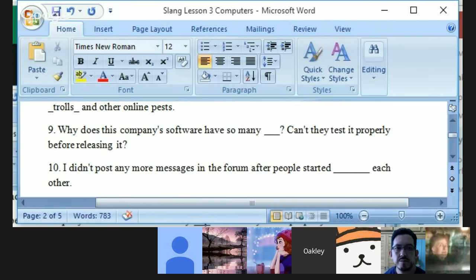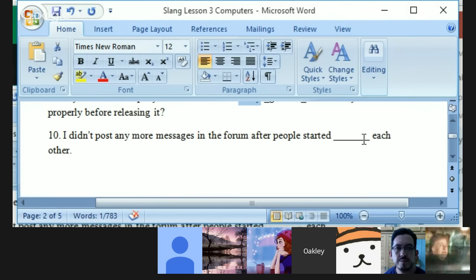Number 9. Why doesn't this computer software have many glitch? Okay. No, so many glitches. It's got to be plural. Again, many, it's got to be countable. Or again, we could use bugs here. It would still work.